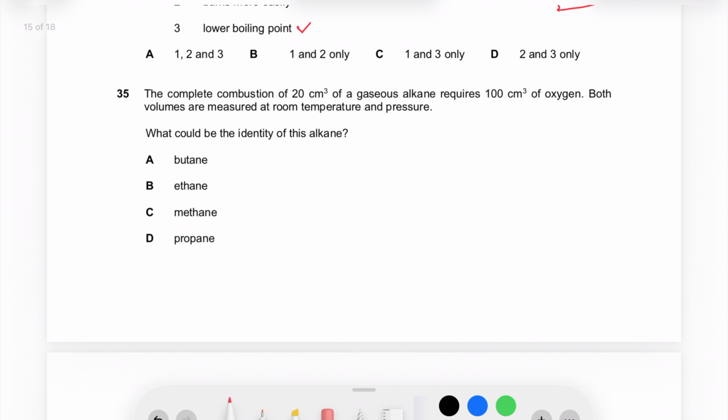Next, 35. Complete combustion of 20 cm3 of gaseous alkane, so take note it's an alkane, gives you 100 cm3, requires 100 cm3 of oxygen. So if you write the formula it will be CxHy plus O2. Since this is 20 cm3 and this 100 cm3, you can reduce the ratio to 1:5 because both are gases, so you can do your volume ratio. Okay, so there's no need to do your mole ratio. 1:5. So this one, I can add in the 5.